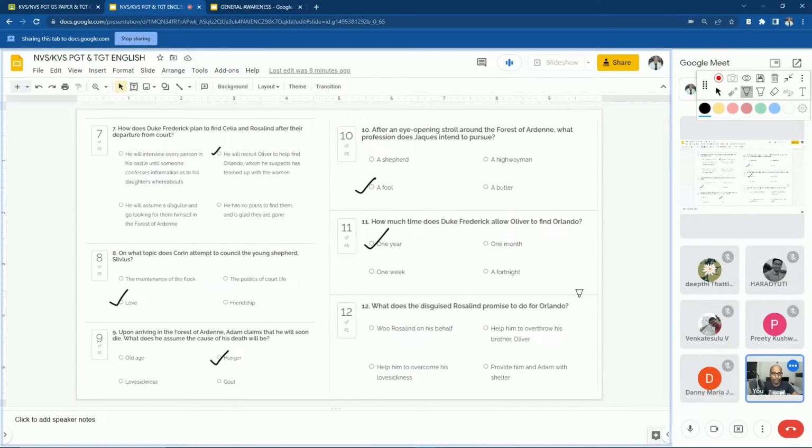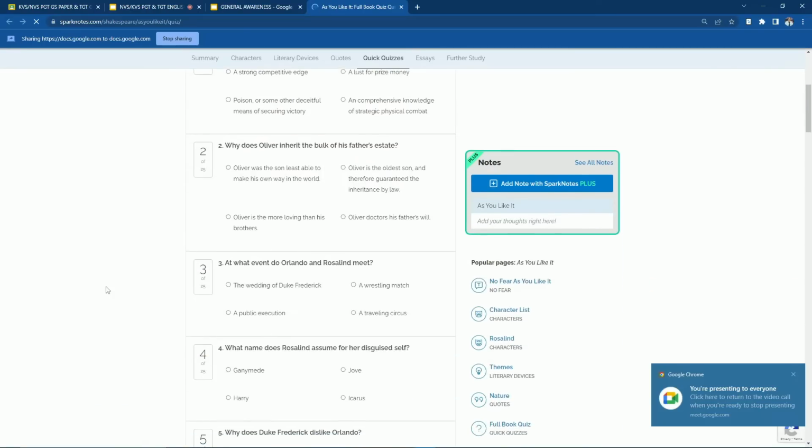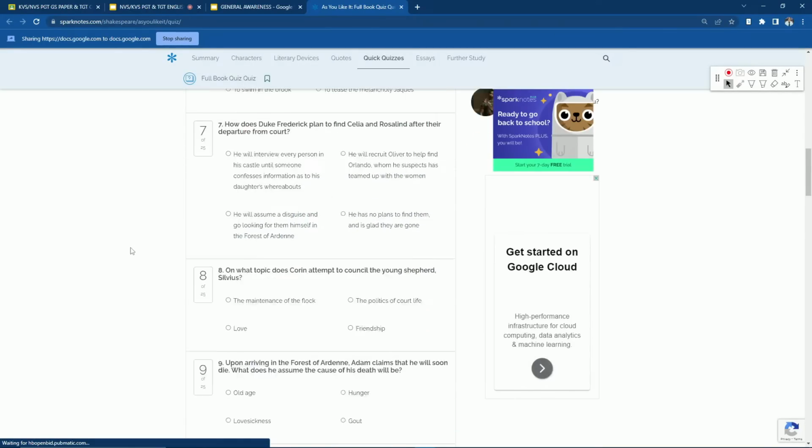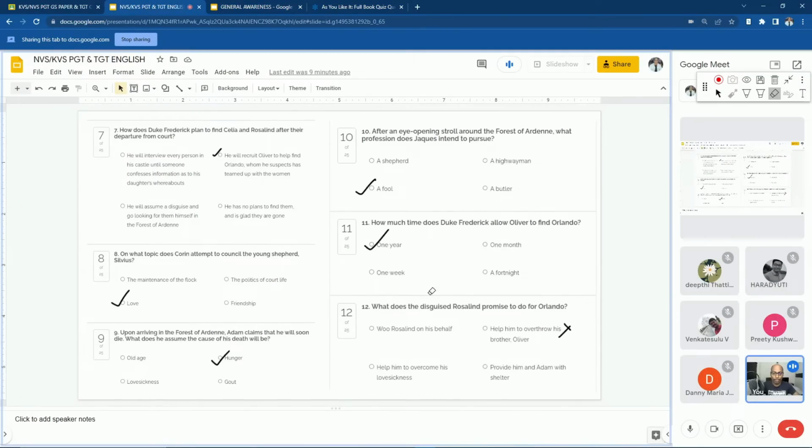Rosalind and Orlando are lovers in the story. What does the disguised Rosalind promise to Orlando? Woo Rosalind on his behalf, or help him to overcome his love sickness? This one is wrong, provide him and Adam with shelter. Which one is correct? Let me go through it. Help him to overcome his love sickness. I also am not able to remember. Helps him to overcome his love sickness. Yes, sir, correct.